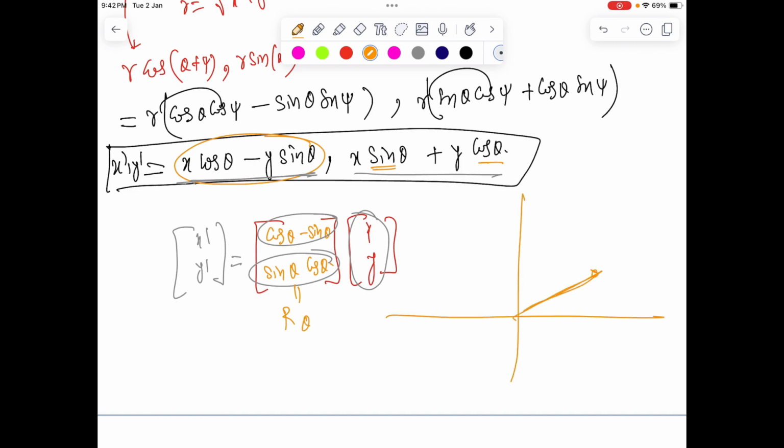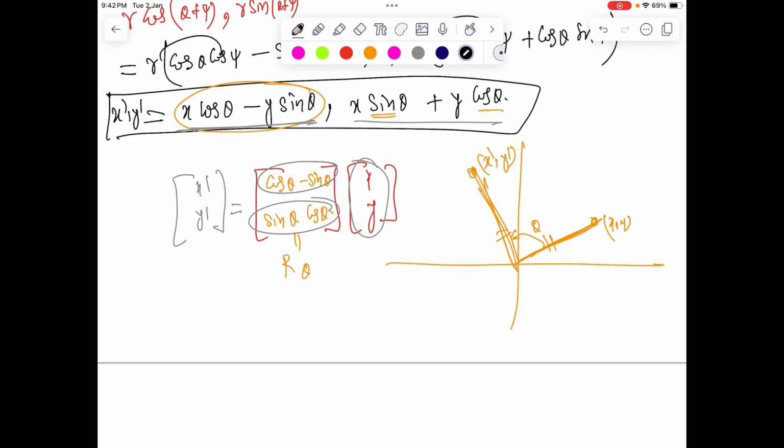And this matrix we will call the rotation matrix R theta. So what is a rotation matrix? It takes a point x comma y and rotates it in the anti-clockwise sense by an angle of theta, preserving the length of it, right? So these lengths are equal, and that will be given by x dash, y dash.